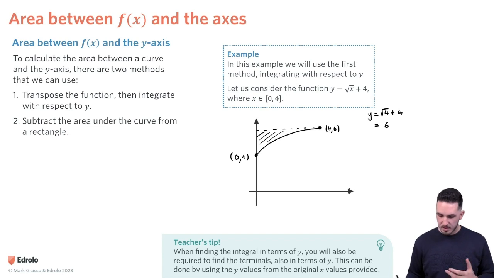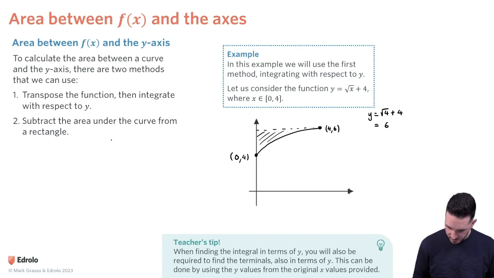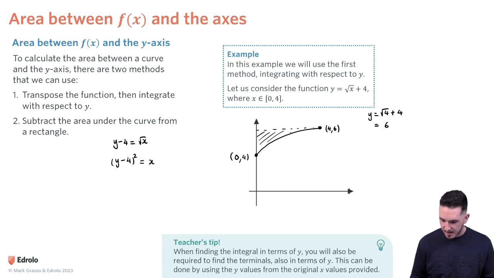If we transpose with respect to y, we're going to have y minus 4 equals root x. Essentially we're solving for x because we will integrate with respect to y. We're going to have y minus 4 all squared is equal to x. However, you'll notice that we have the negative arm of a parabola. So for example, y minus 4 squared would look like so. We've got the positive arm where y goes between 4 to 6. So in this case, y is going to be greater than 4.